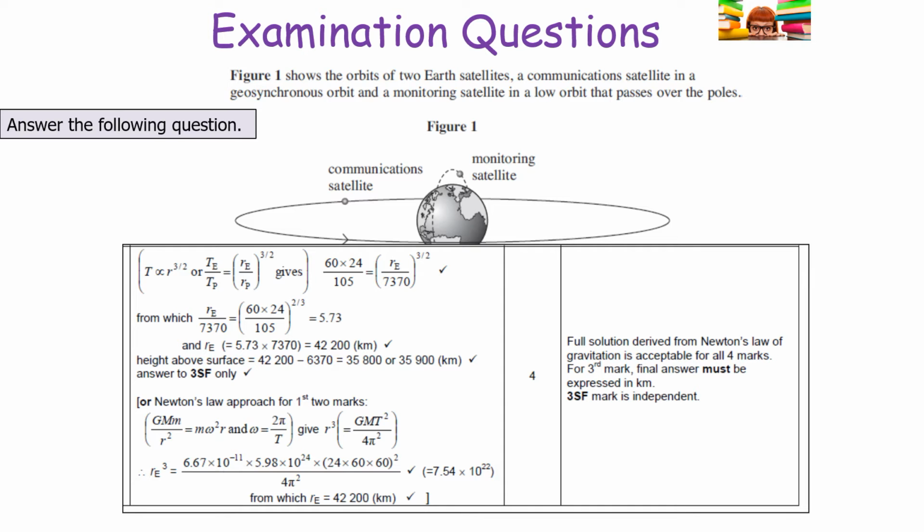So you can say that T is directly proportional to r to the power of 3/2, or you could say T squared is directly proportional to r cubed, same thing. So you can therefore ratio the two. T_E, the time period of the Earth, divided by T_P, the time period of the probe, is equal to R_E, the radius of the Earth's orbit, divided by R_P, the radius of the probe's orbit, all to the power of 3/2.